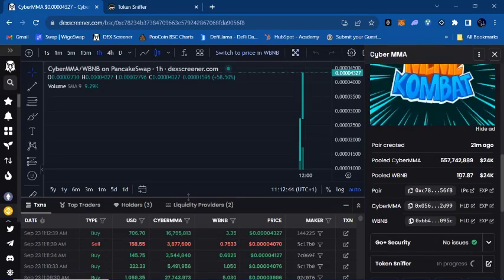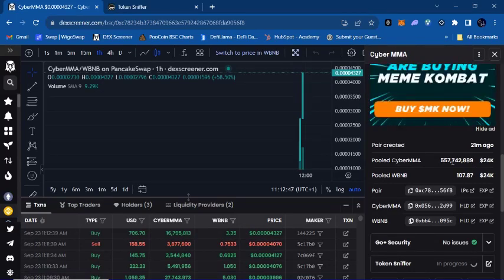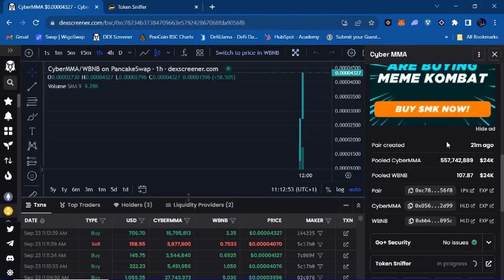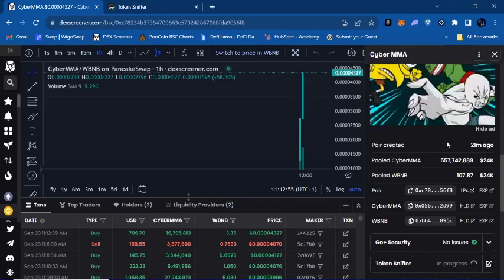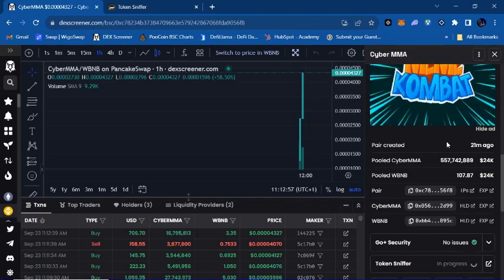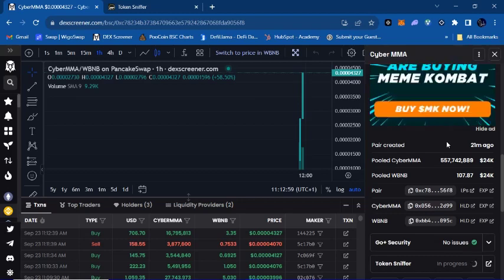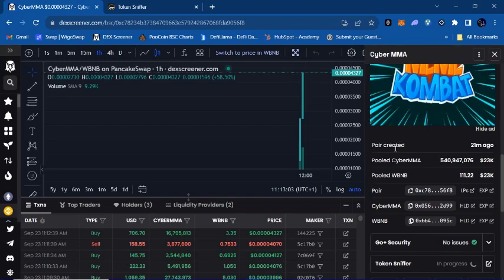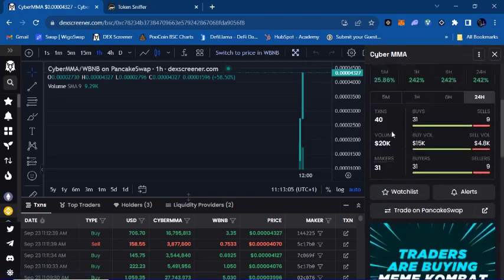However, I do ask that you are cautious and that you have restraint. Please do not ape in with anything you are not willing to lose. Do not ape in with other people's money. If you're using other people's money, give it back to them. Do not trade with another person's money. That is the worst thing you could do. Trade with your own money and with money that you're willing to lose.